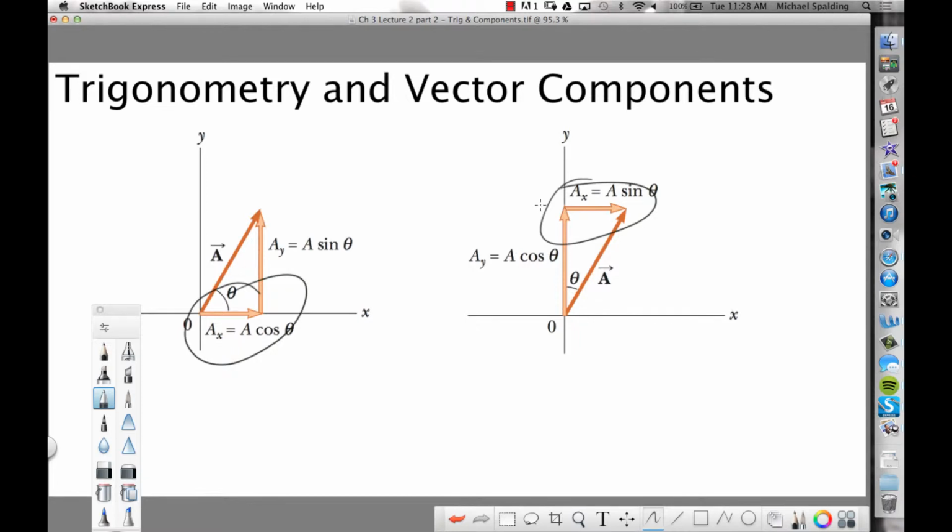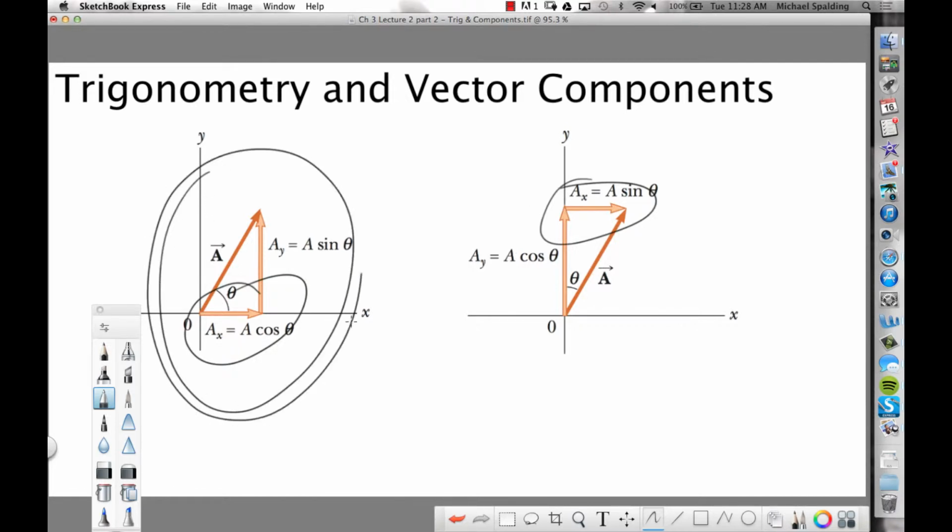Now, 99% of the time, angles are going to be off the horizontal. This is the way you're going to see it almost every time. On the AP exam, I have seen the College Board give problems where the angle is off the vertical. So it's the same thing, just angle in a different spot. Does this make sense? Okay, now.